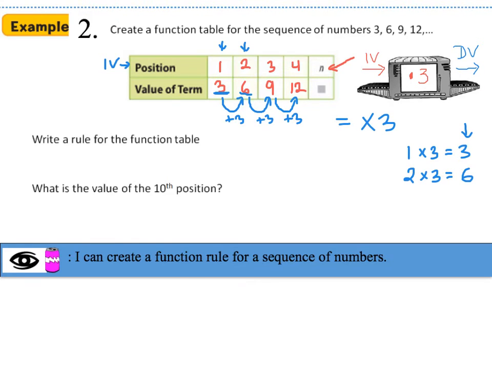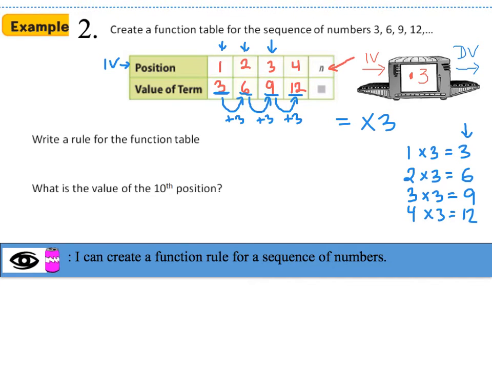Let's take the next position, plug it into the function machine by multiplying it by 3. 3 times 3 gets me 9. Notice that is the next value of term. And then let's go ahead and take 4, plug that into the machine, times it by 3, and I would get 12, and that is the next value of term.